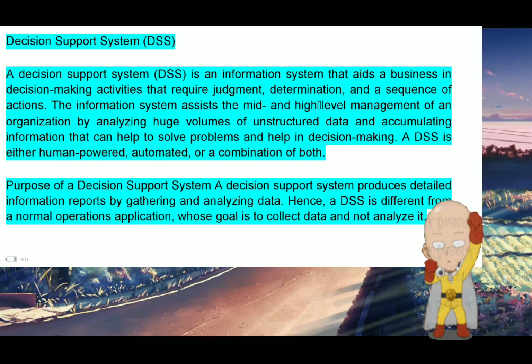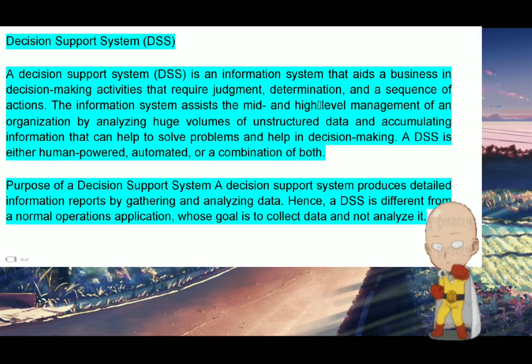Decision Support System, DSS. A decision support system, DSS, is an information system that aids a business in decision-making activities that require judgment, determination, and a sequence of actions. The information system assists the mid- and high-level management of an organization by analyzing huge volumes of unstructured data and accumulating information that can help to solve problems and help in decision-making. A DSS is either human-powered, automated, or a combination of both.